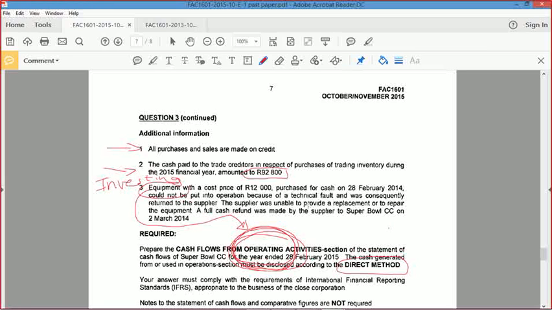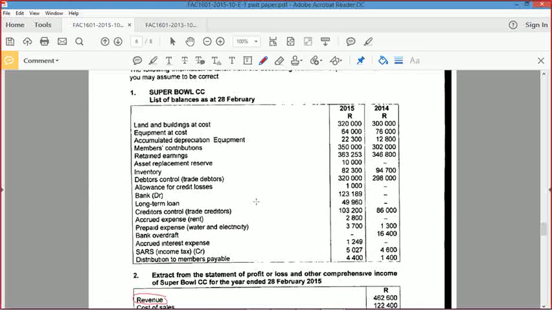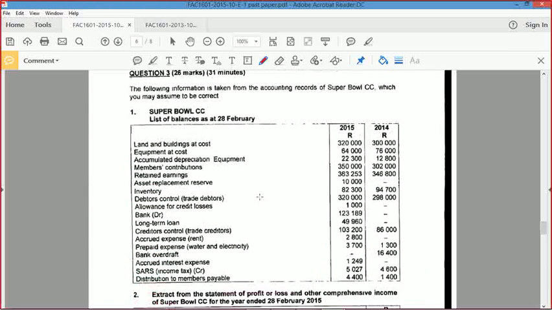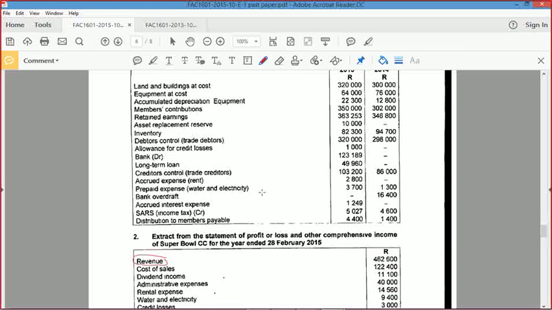Okay, so now you've looked at everything here. You can tick all of it. Now you just go back and now you get your easy marks. So now you literally go line by line by line. You ask yourself two things. Number one, is this going to affect the operating section of the cash flow?